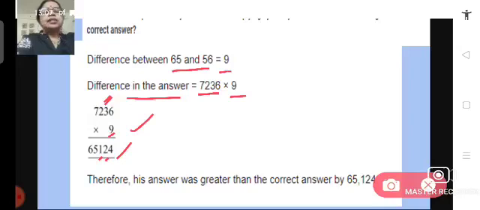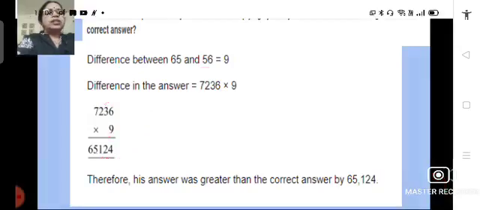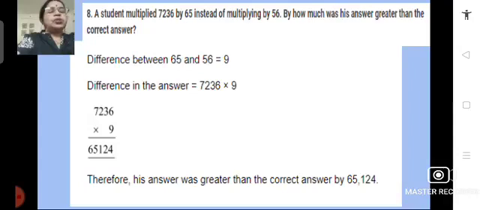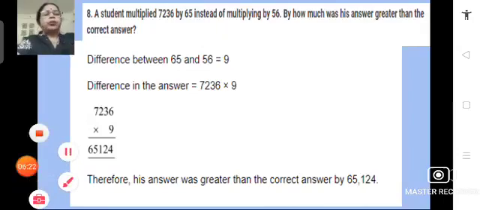So what is the answer that we get? It is 65,124. So his answer was greater than the correct answer by 65,124. Now let's move on to the next problem.